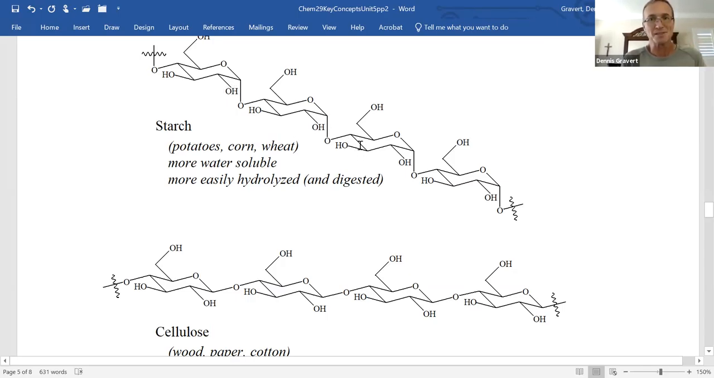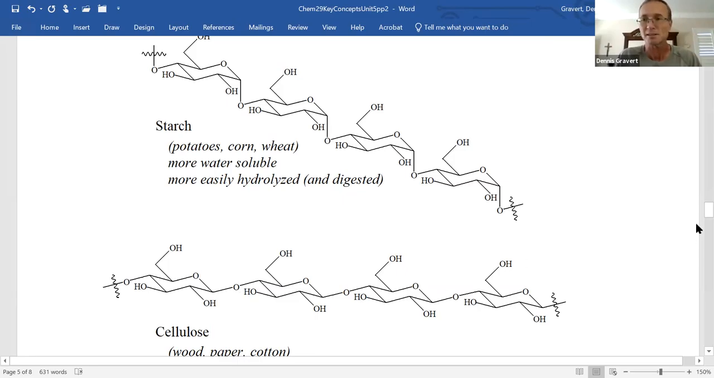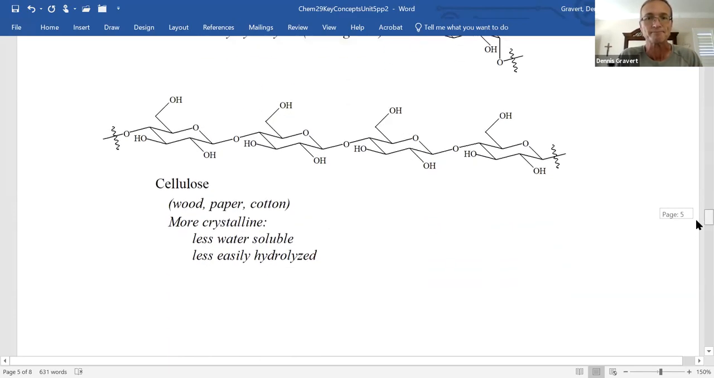The beta form, sorry, this is the alpha form. Alpha 1 to 4 linkages are hydrolyzed in our body. We can digest these. The beta form, we can't. This makes up wood, paper, and cotton. Oh, this might be a cotton shirt. There's blood sugar in here, there's glucose. And don't eat this, Dennis. You can't digest it because it's formed from glucose bound up in beta glycosidic bonds. I don't have the enzyme to cut it.